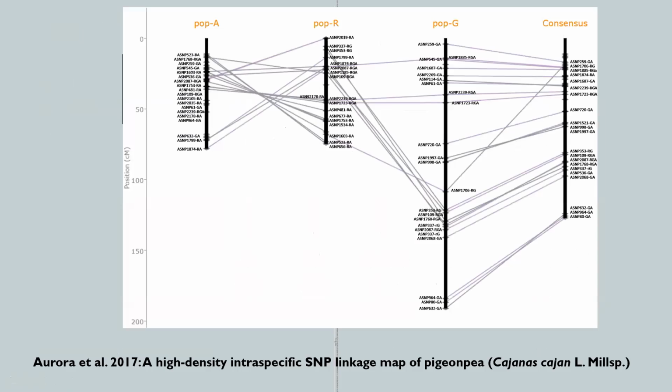So this is one example in pigeonpea, where you have 3 different populations, and by combining all the markers, we were able to get a decent map out. That includes most markers and better placed positions.